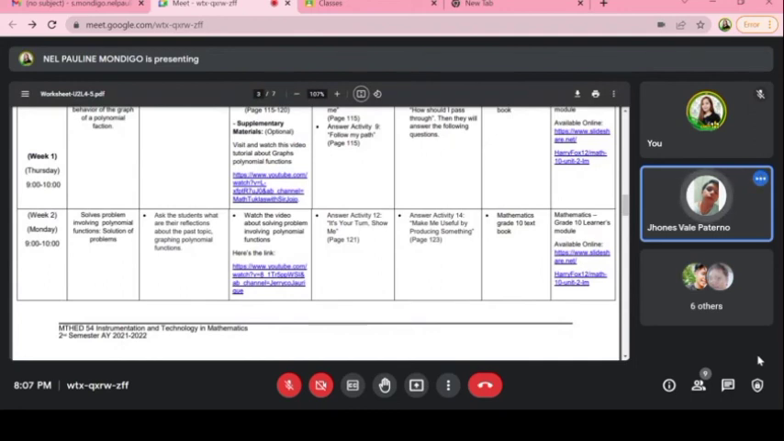It's Your Turn, Show Me, that can be found in page 121. This individual activity is a matching type activity where they match the graph of the polynomials that corresponds to the best answer. In activity 14, Make Me Useful by Producing Something, that can be found in page 123. This can be done individually or by group or any form of assessment.